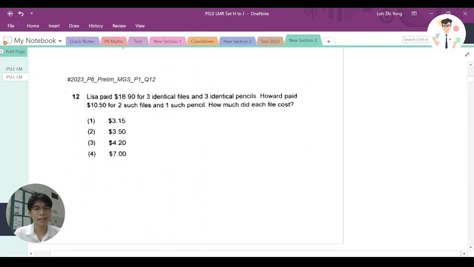The next question here says Lisa paid $18.90 for 3 identical files and 3 pencils. So you can just write here 3 files plus 3 pencils cost $18.90. The next one, I would pay $10.50 for 2 such files and 1 pencil. Now I know that 2 such files plus 1 pencil is equal to $10.50.